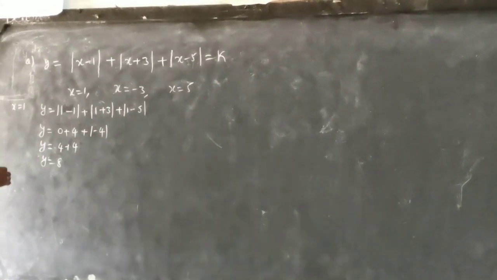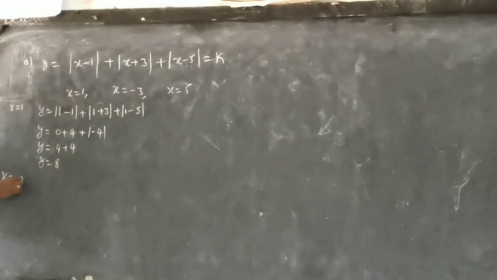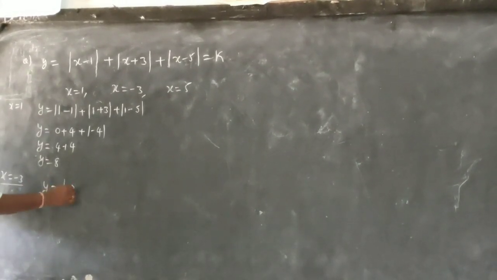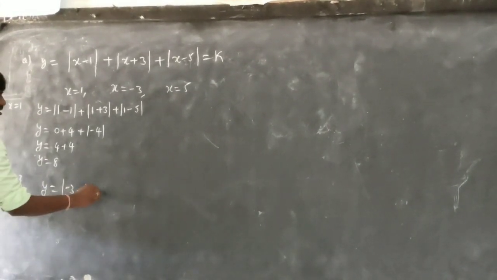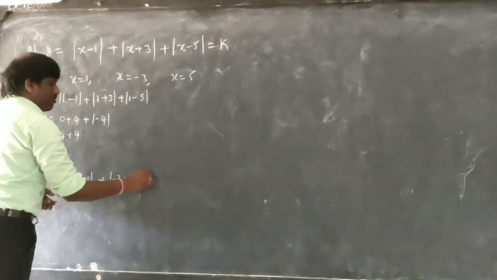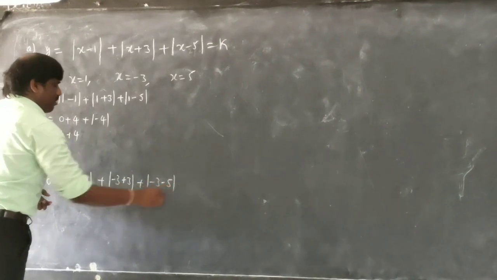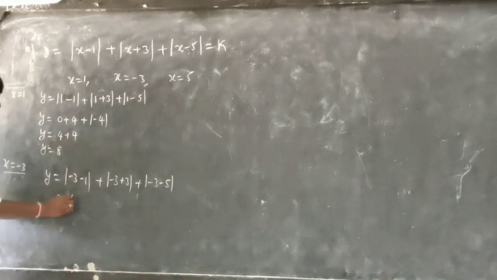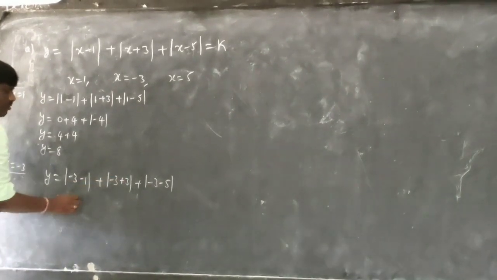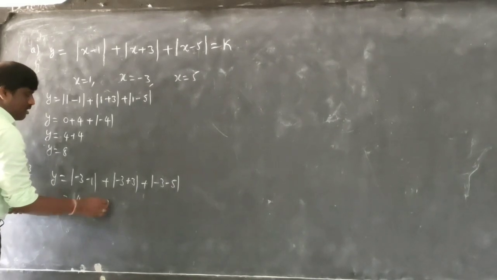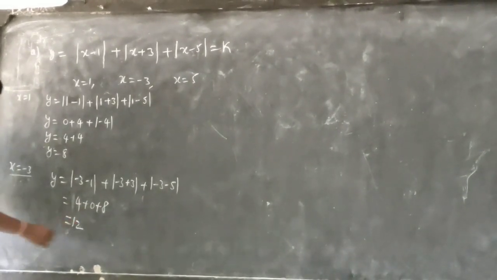Now let us substitute another zero. x is equal to minus 3, you can substitute. So if you substitute, I will get y is equal to mod minus 3 minus 1, plus mod minus 3 plus 3, plus mod minus 3 minus 5. What y value am I getting here? Modulus of minus 4 is plus 4. Modulus of 0 is 0. Modulus of minus 8 is plus 8. Completely it will become 12.